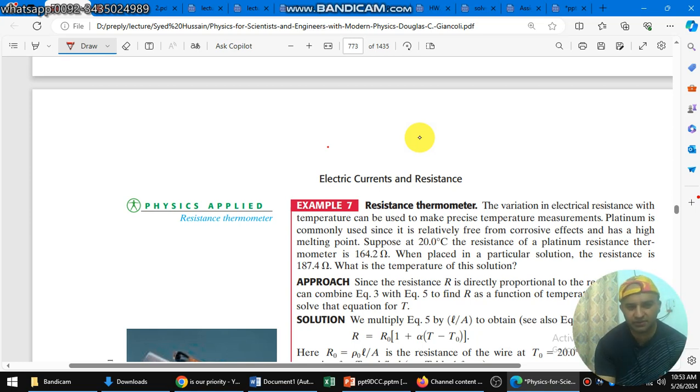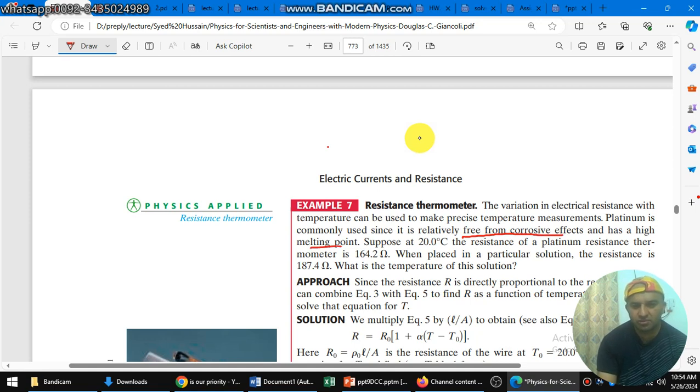Example number 7, physics for scientists and engineers. So let me write the given information. This is a question about the temperature effect on resistance. The variation in electrical resistance with temperature can be used to make precise temperature measurements. Platinum is commonly used since it is relatively free from corrosion effects. It has a high melting point.